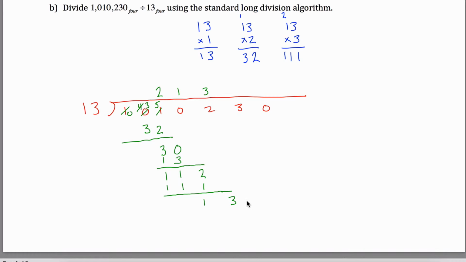And now I'll bring down this 3 here, and figure out how many times 1, 3 goes into 1, 3. Well, it goes in exactly once. 1 times 1, 3 is just 1, 3. I subtract and get a 0. I bring down this 0, ask myself the question, how many times does 1, 3 go into 0? The answer is 0. It's important that I put a 0 here as that placeholder. 0, 0, my remainder is 0. My answer is 21310 base 4.